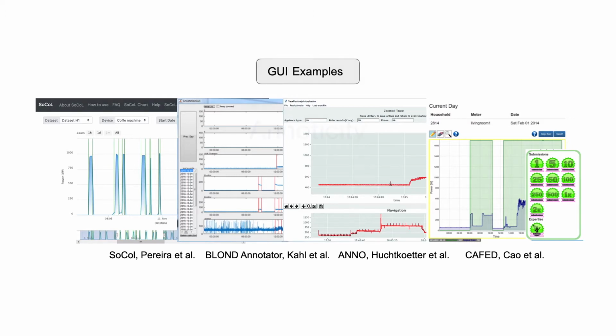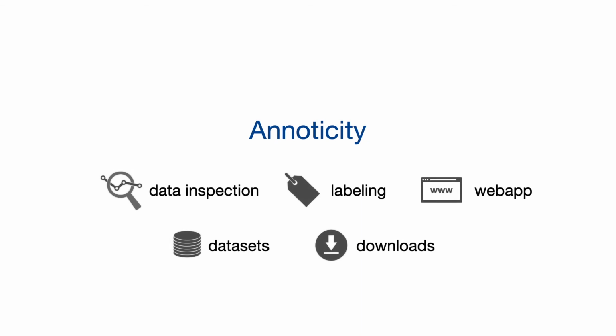We wanted to simplify the step and developed Annoticity. Annoticity is designed as an interactive web application and can be used to inspect and label electricity data. It allows the user to inspect different publicly available datasets or their own data. The tool allows to label the data either fully manually or via a semi-automatic labeling approach. You can add events and event labels to the data and download it in various file formats.